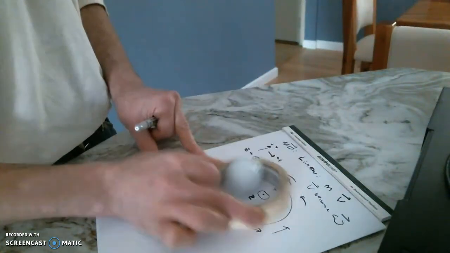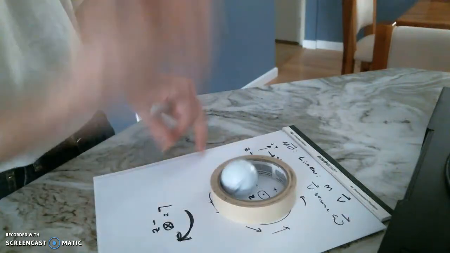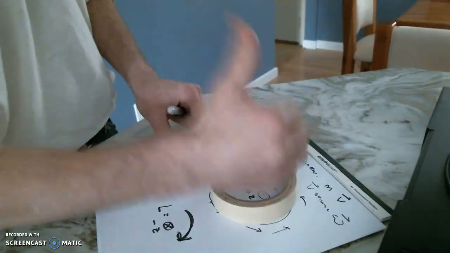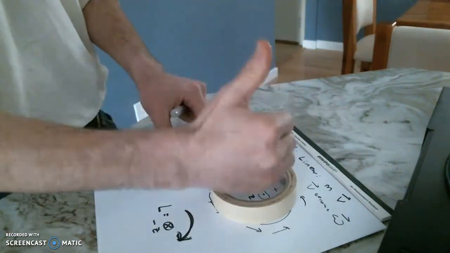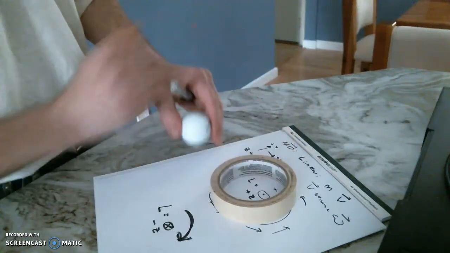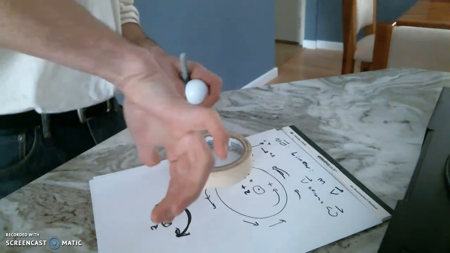Counterclockwise means the momentum is out of the page, and you can get that by curling your fingers, and your thumb will point in the direction of the momentum. All right, you can do the same thing down there.